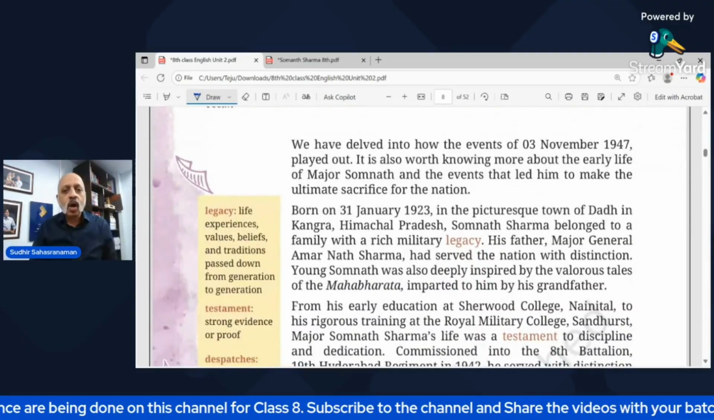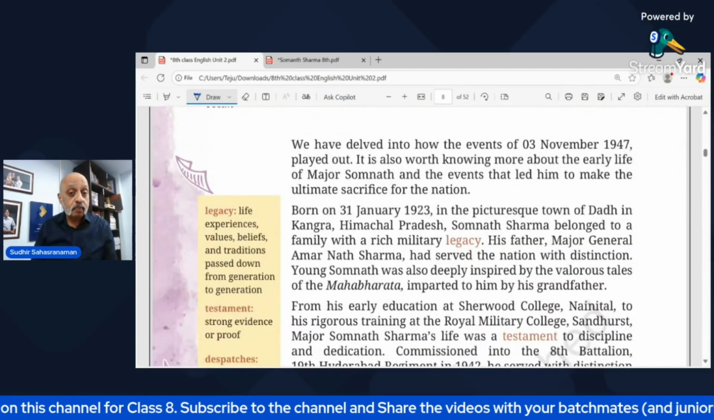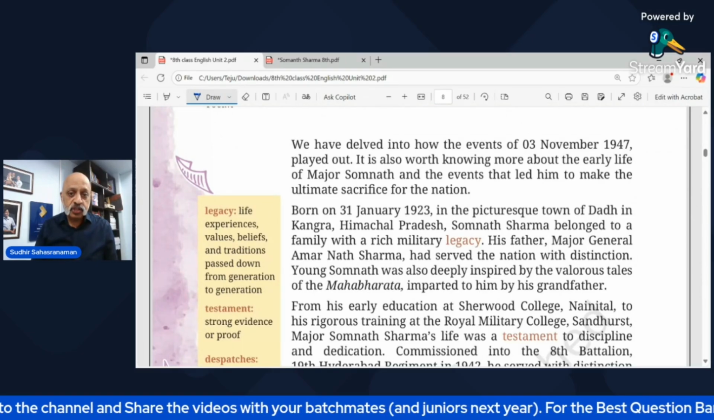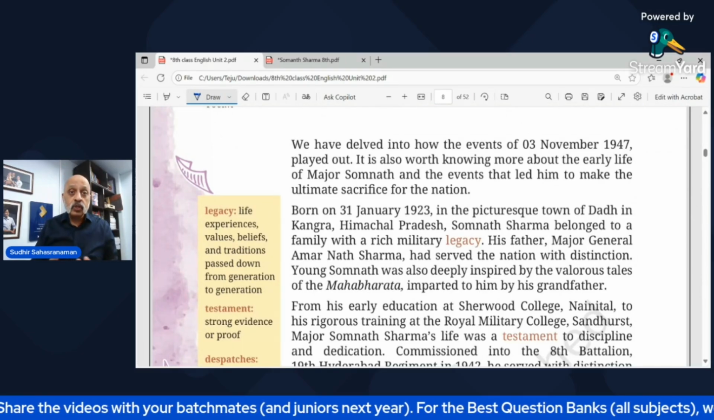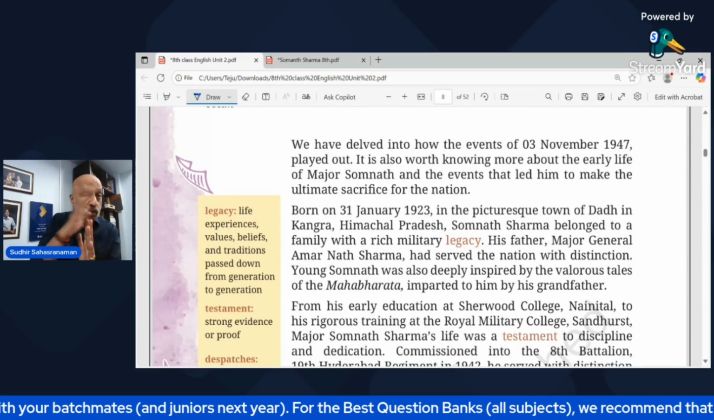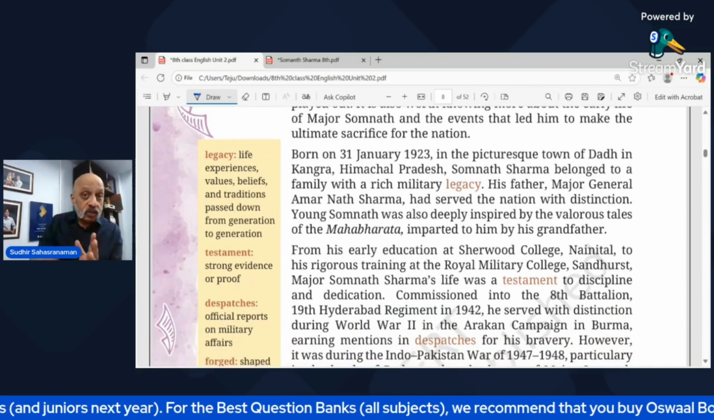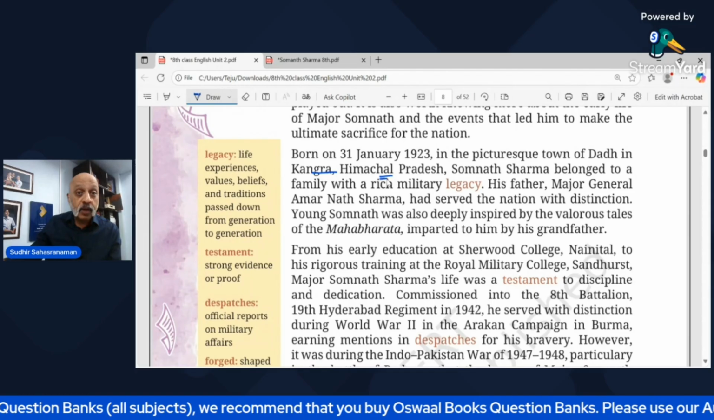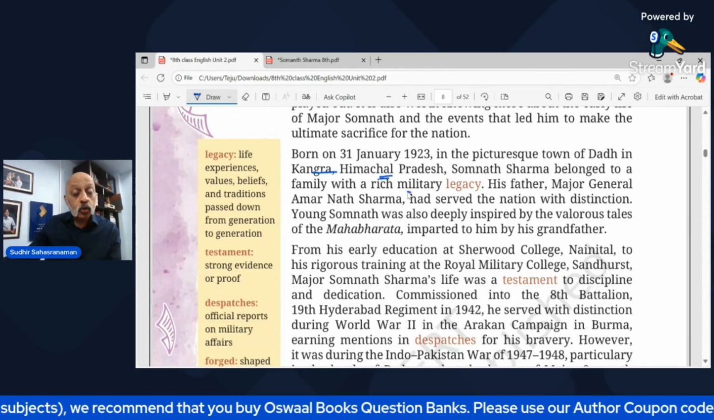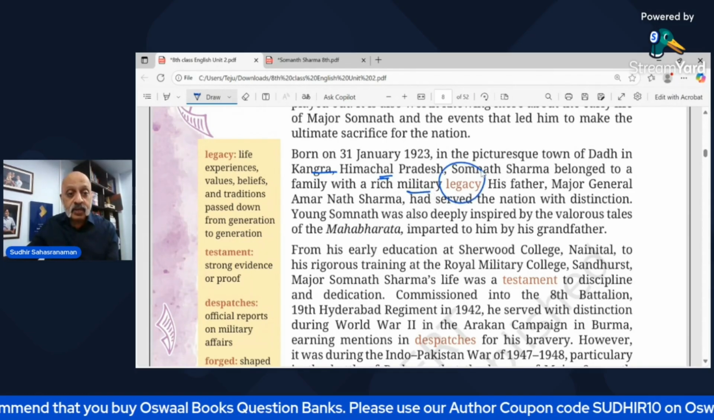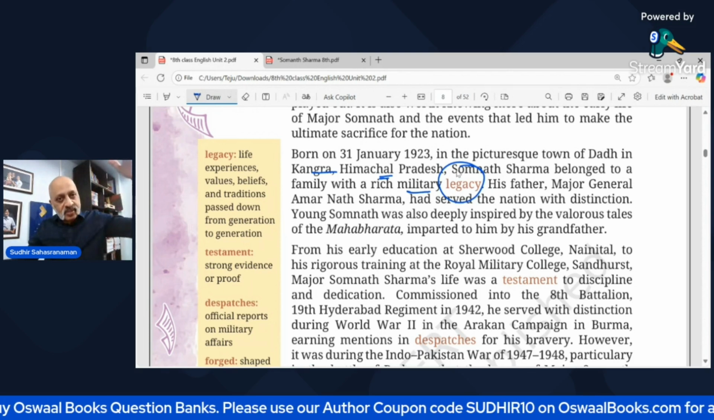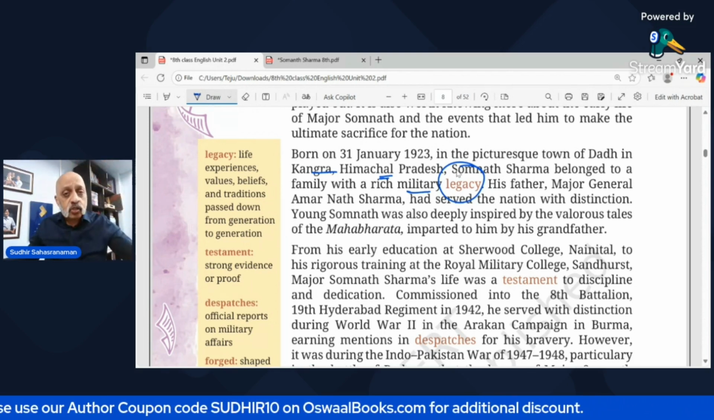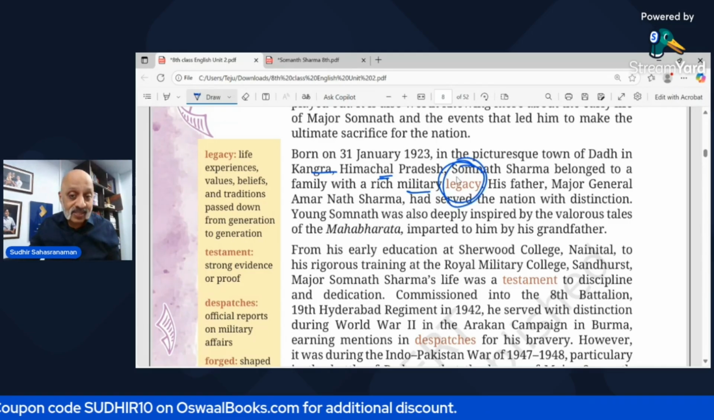We have delved into how the events of 3rd November 1947 played out. It's also worth knowing more about the early life of Major Sharma and the events that led him to do this. So it's very interesting to know even about his background. He was born on the 31st of January 1923 in Kangra in Himachal Pradesh. Okay, he belonged to a military family. Legacy means life experiences passing on from generation to generation, the fact that his father and grandfather were in the army. So that's what is referred to in one word as legacy.